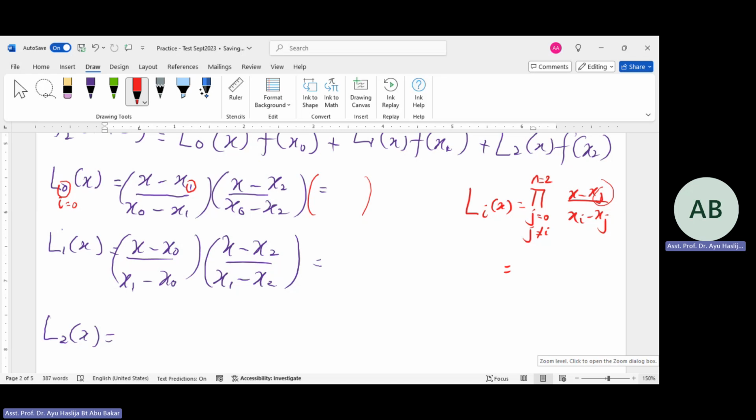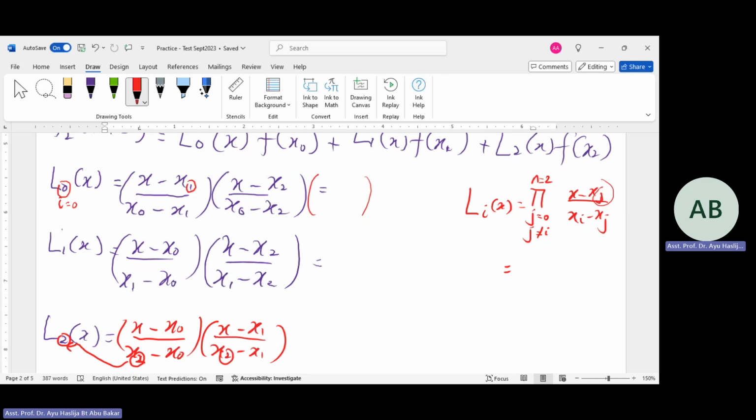So L2 x minus what? Start with 0, start with x naught. So here will be xi, which is x2. Okay, x2 minus x naught. Then x1, so x2 minus x1. Remember, this part should be the same as your i. Okay, don't memorize the formula. You should understand how to expand. Okay.